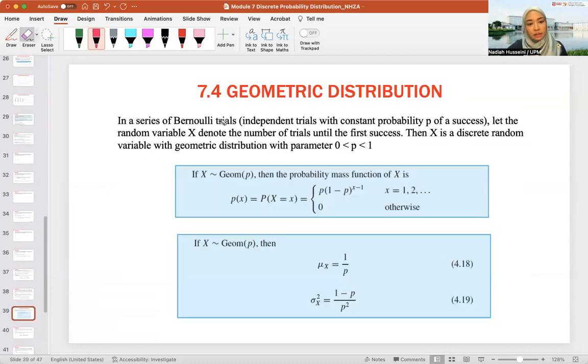Okay, so geometric tells you, let the random variable X denote the number of trials until the first success. So this is what geometric distribution tells you. You have an event and you are wondering when the first success occurs. So geometric distribution tells you that.